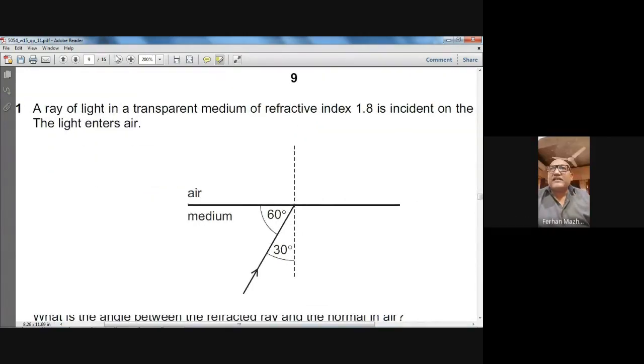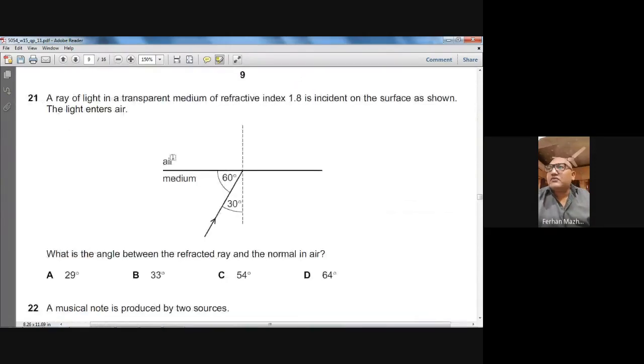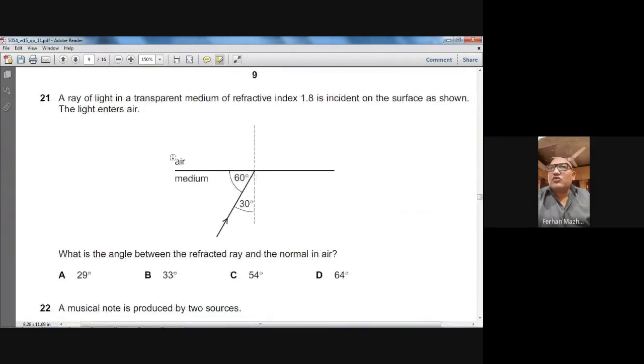Let me reduce the size a little bit. Hopefully now this is visible on your screen. A ray of light in a transparent medium of refractive index 1.8 is incident on the surface as shown. The light enters air. So the light is basically traveling in a transparent medium whose refractive index is 1.8, and the light is going to enter into the air.